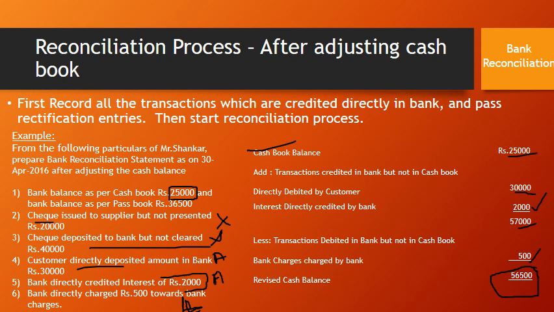Once we do this adjustment, we need not record these transactions again in the bank reconciliation statement, because we have already recorded them. Only these two transactions, transaction number 2 and 3, we have to take and do a reconciliation.